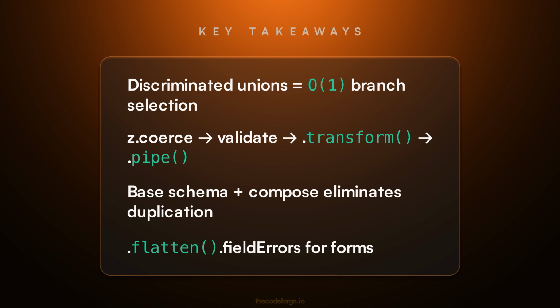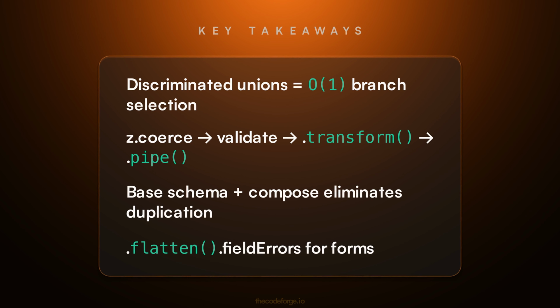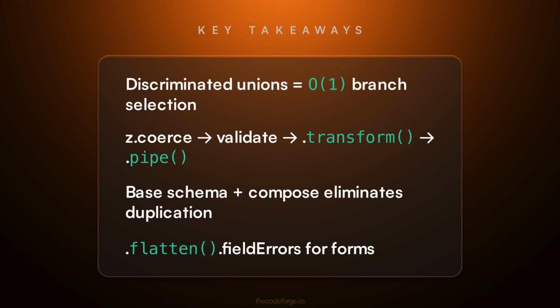Let's recap the key takeaways. Discriminated unions equals one branch selection. z.coerce, then validate, transform, then pipe. Base schema plus compose eliminates duplication. Flatten, field errors for forms.